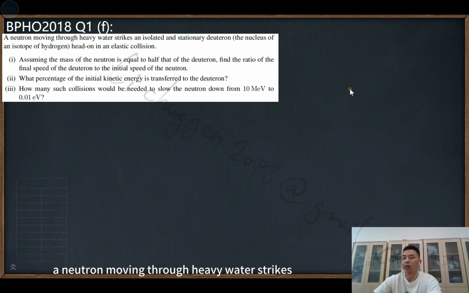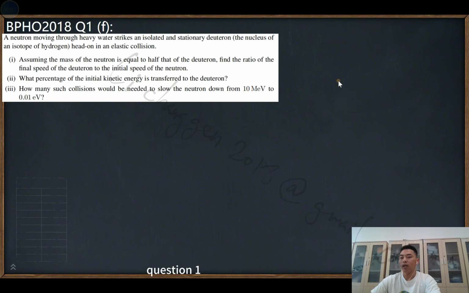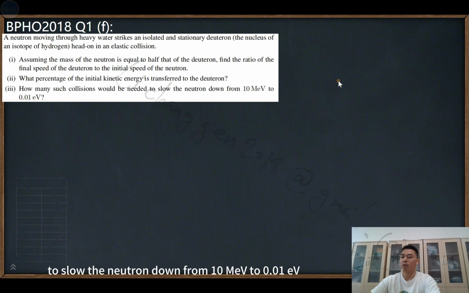A neutron moving through heavy water strikes an isolated and stationary deuterium, the nucleus of an isotope of hydrogen, head-on in an elastic collision. Question 1. Assuming the mass of the neutron is equal to half that of the deuterium, find the ratio of the final speed of the deuterium to the initial speed of the neutron. Question 2. What percentage of the initial kinetic energy is transferred to the deuterium? Question 3. How many such collisions would be needed to slow the neutron down from 10 megaelectronvolts to 0.01 electronvolts?